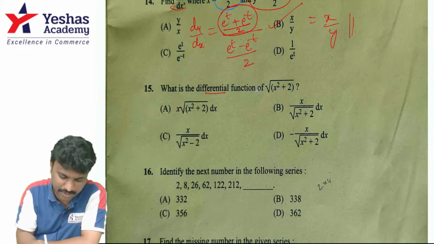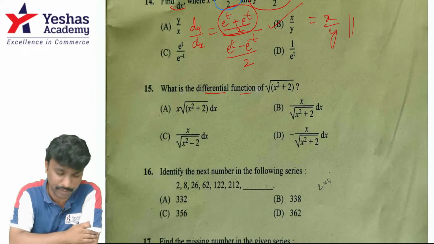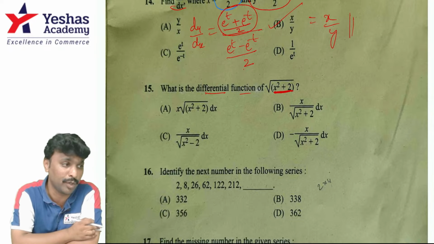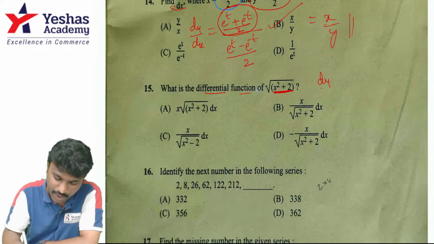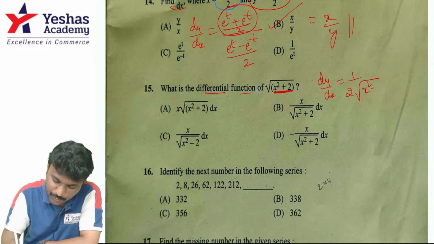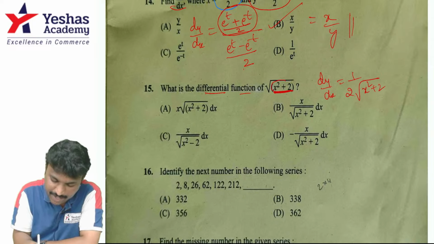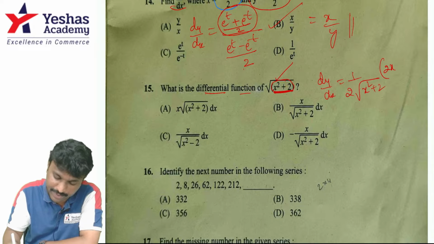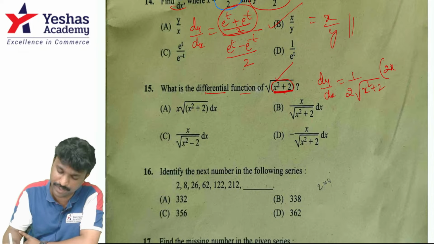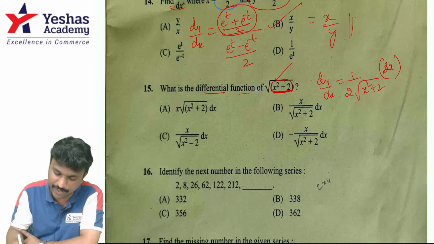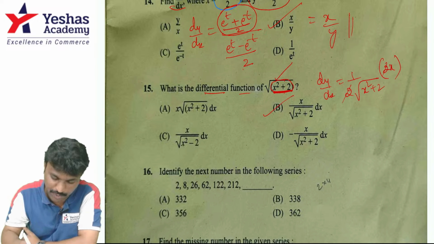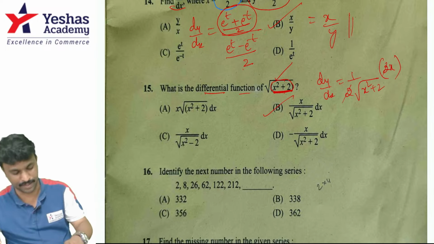As the next question, what is the differential function? That means you have to find the derivative of this. See, the root gets the priority. Everything inside the root is taken as x. It looks like root x. The derivative of root x is 1 by 2 root x. What is my x? X square plus 2. But whatever I've underlined has to be differentiated. The derivative of x square is 2x. The derivative of 2 is 0. 2x plus 0 is 2x only. So the 2 and 2 will get cancelled. The answer is x divided by root of x square plus 2. So option B is the right answer.